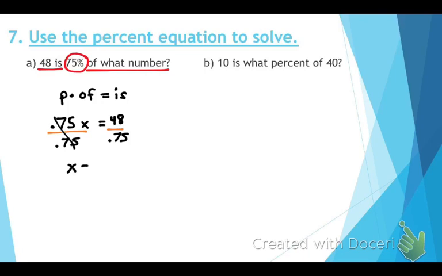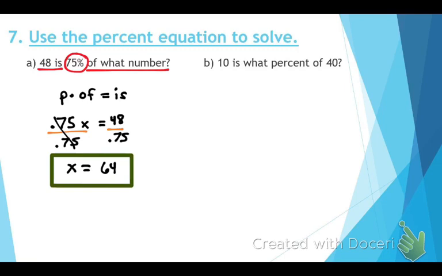Let's plug this into our calculators. Throughout the day, I've had a lot of people who are trying to put this denominator in their calculator first. Remember, the top number comes first, so put that in your calculator first. Class, what is 48 divided by 0.75? 64. Should I add a percent sign? No. Going back to the original problem, it says 48 is 75% of what number? So you want to leave that as a number, and the correct answer is 64.